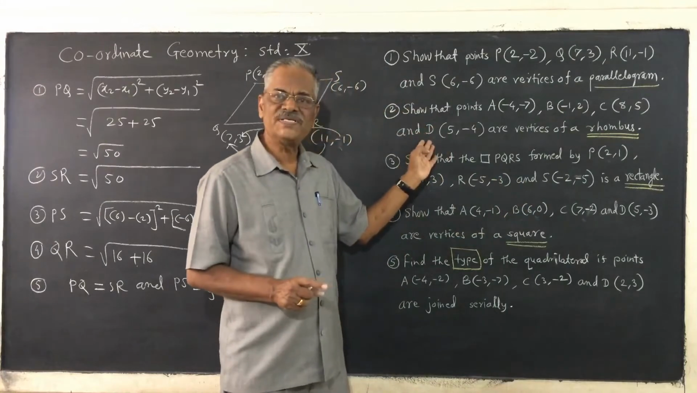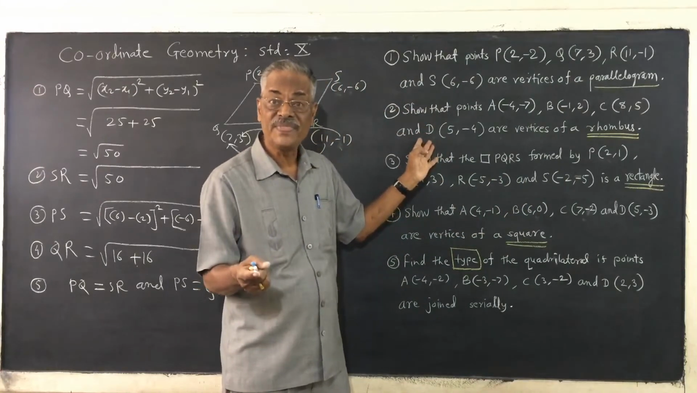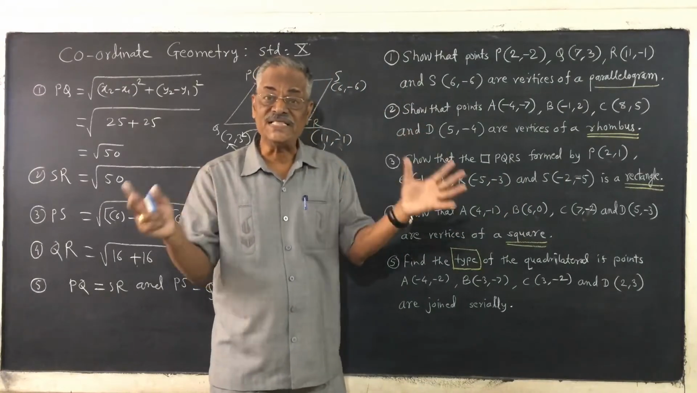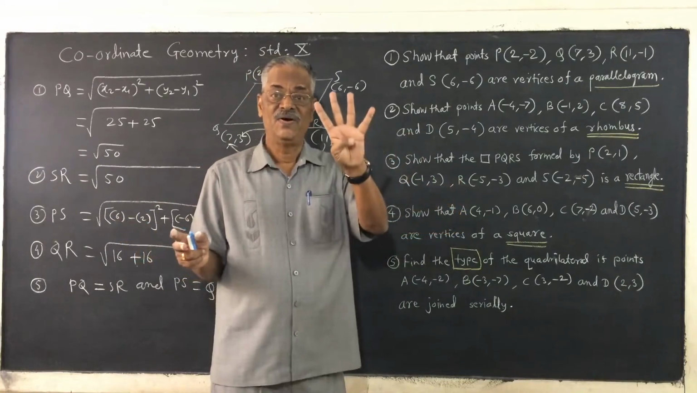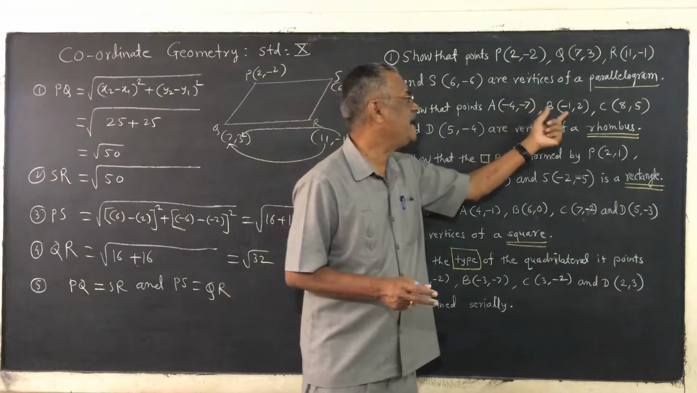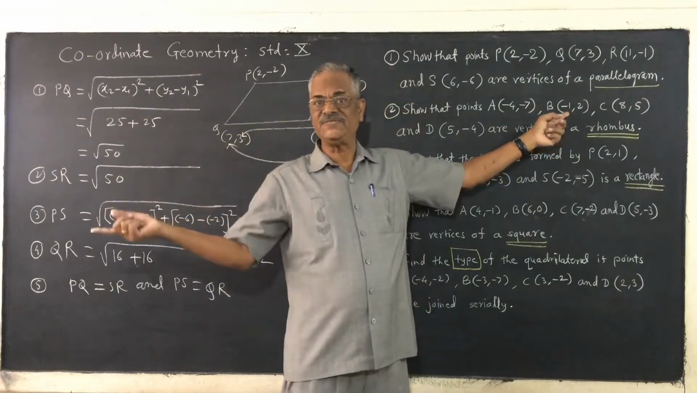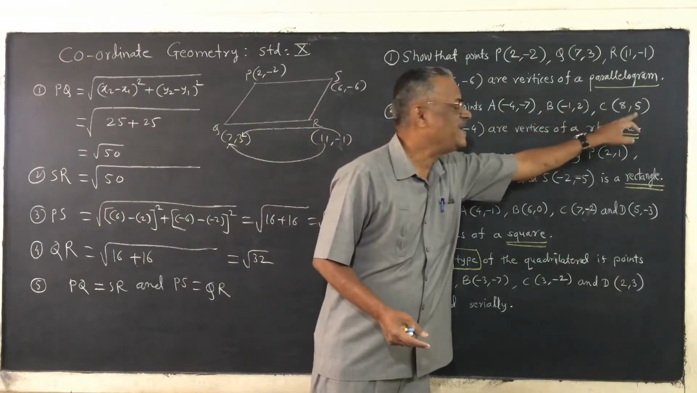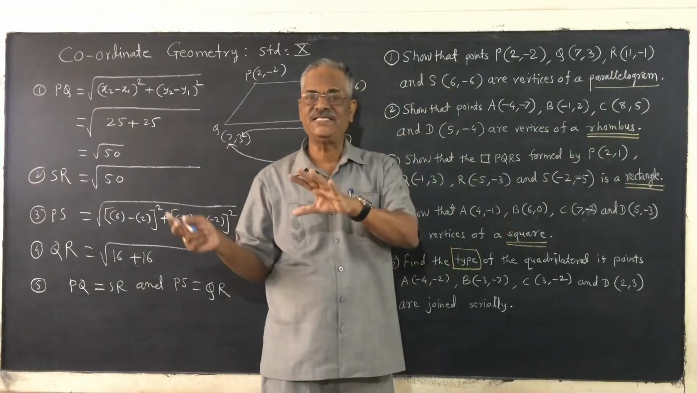Now, for a rhombus, what can be done there? What do you have to prove for a rhombus? All sides are equal. So in that case, you calculate AB by using the distance formula, and you calculate BC by using the distance formula.